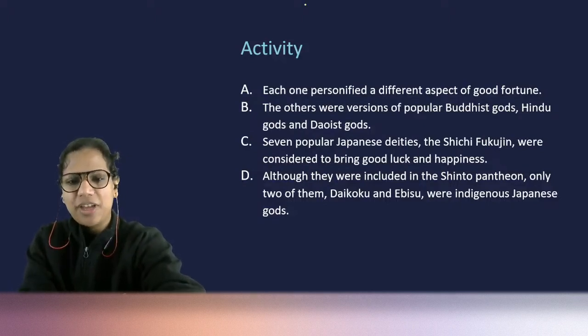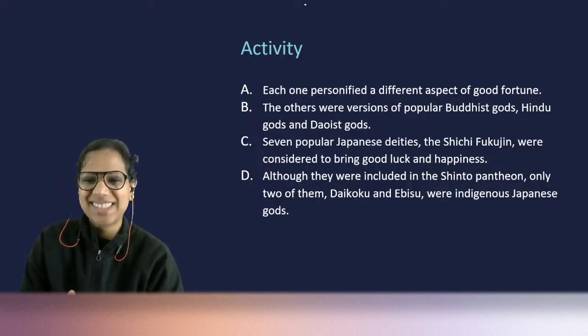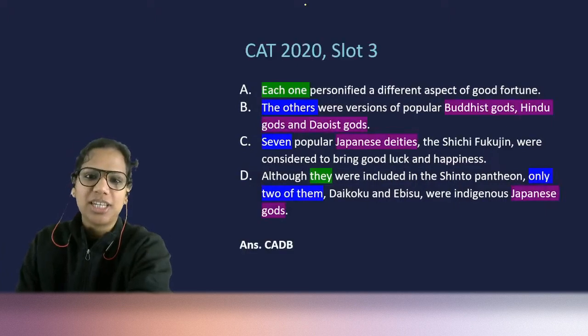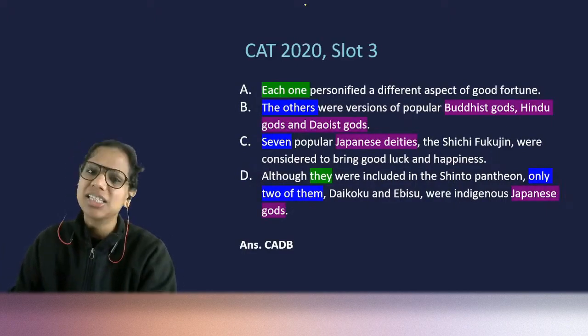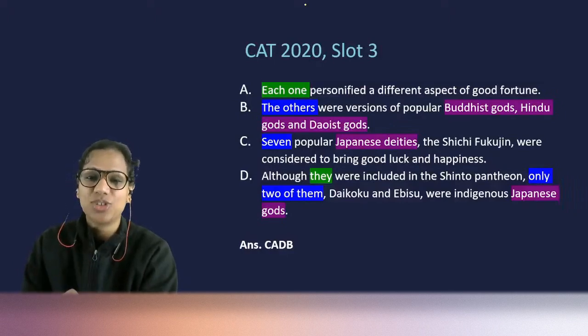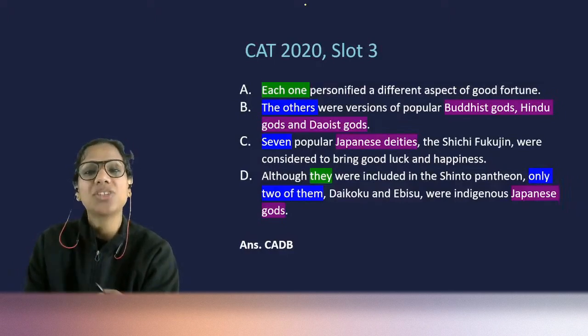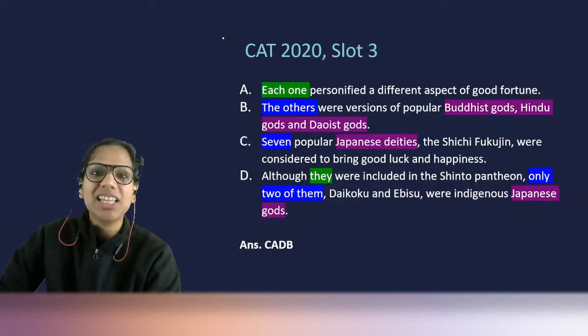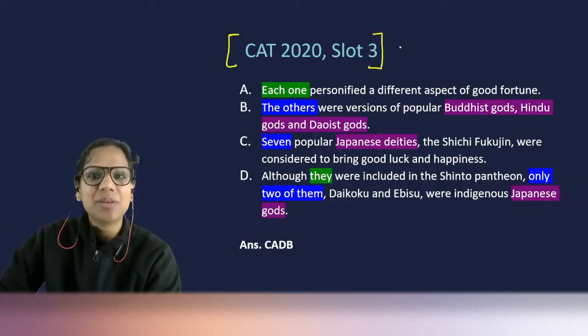All right. Perfect. So, all of you in one single voice tell me that CADB is the sequence, and you are absolutely correct. CADB is indeed the sequence. And this is a CAT 2020 question. I did not give you an easy question on purpose, just because let's say this was the introductory question. This is an actual exam question.